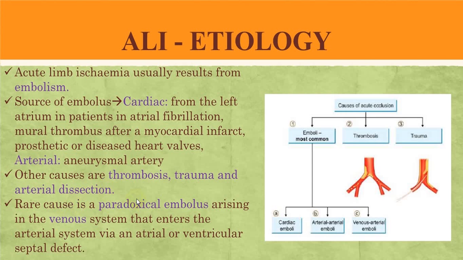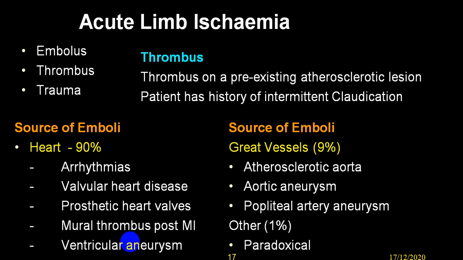Rarely it can be paradoxical embolization from the venous system. If a person has got ASD or VSD, then from the right ventricle it can enter into the left ventricle whenever there is a reversal of the shunt. So then we call that a paradoxical embolization.